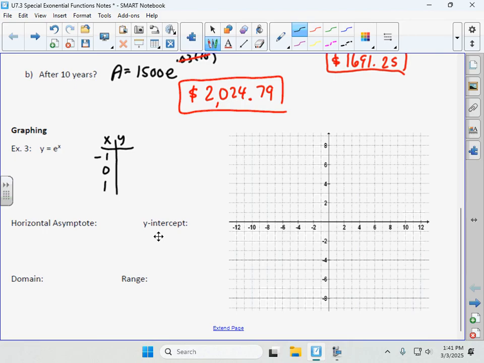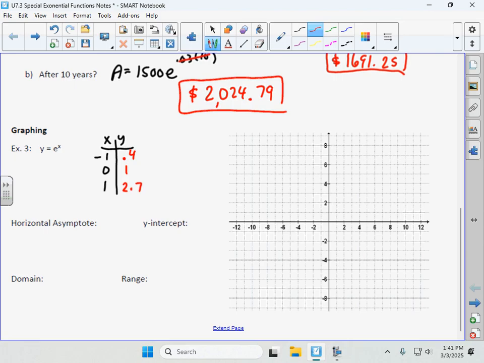Putting -1 in for x, that would be e to the -1 power. And so you're going to get 0.3678779, it just goes on forever. We can just round this to 0.4. Plugging 0 in, e to the 0 is 1, because anything to the 0 power is 1. And then e to the first is 2.718, so we'll just use 2.7.